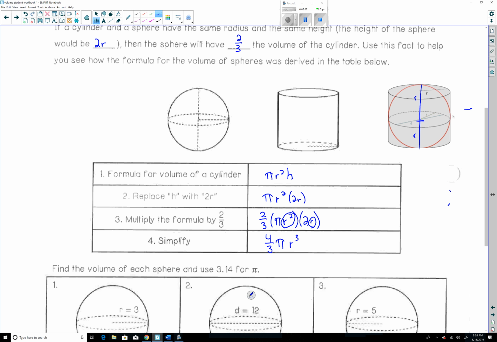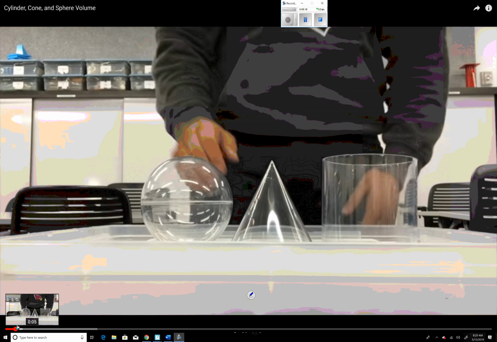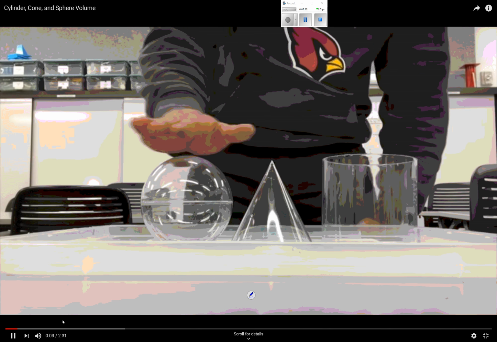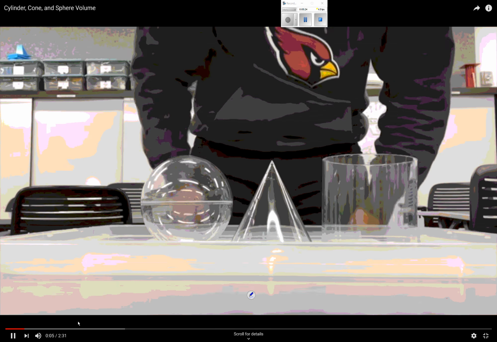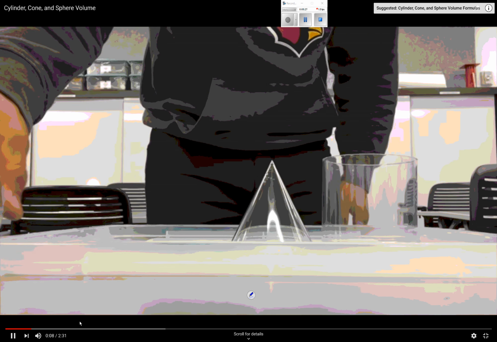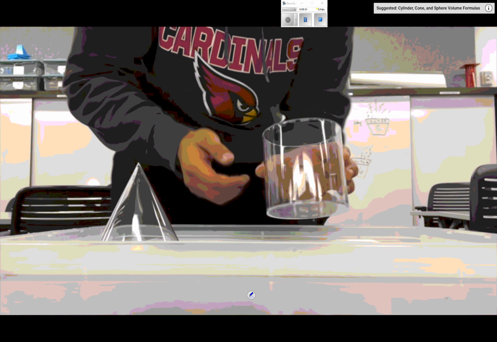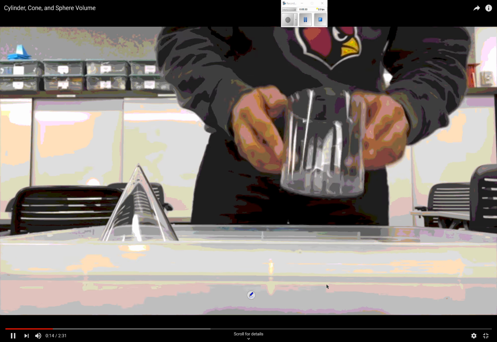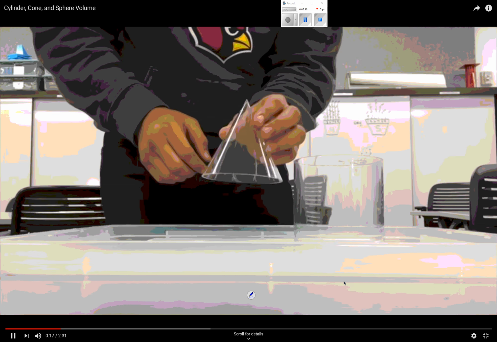Okay, let me show you a quick video that depicts the volume of spheres, cylinders, and cones real quick. Hang on a second. Okay, here we go. This will be a video that will show you how they're all related. They all have the same height. We've seen this part before, where we take the volume of the cone and we fill it into the volume of the cylinder. See, they both have a base of a circle.